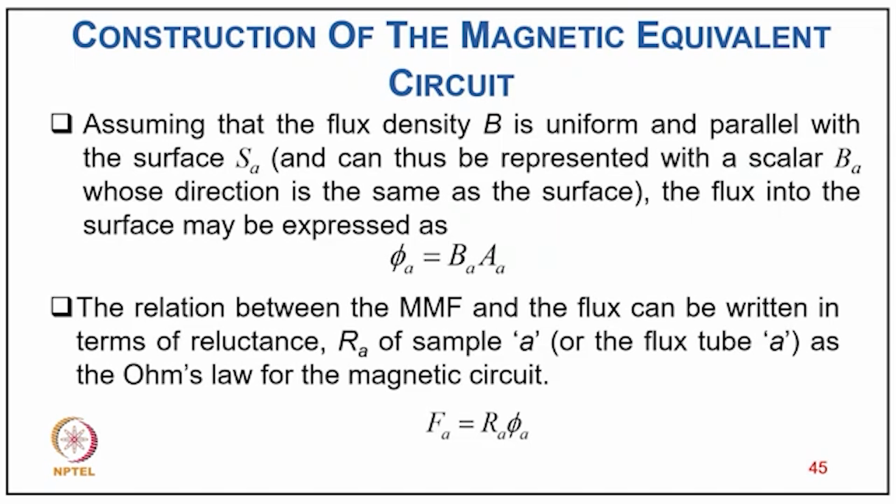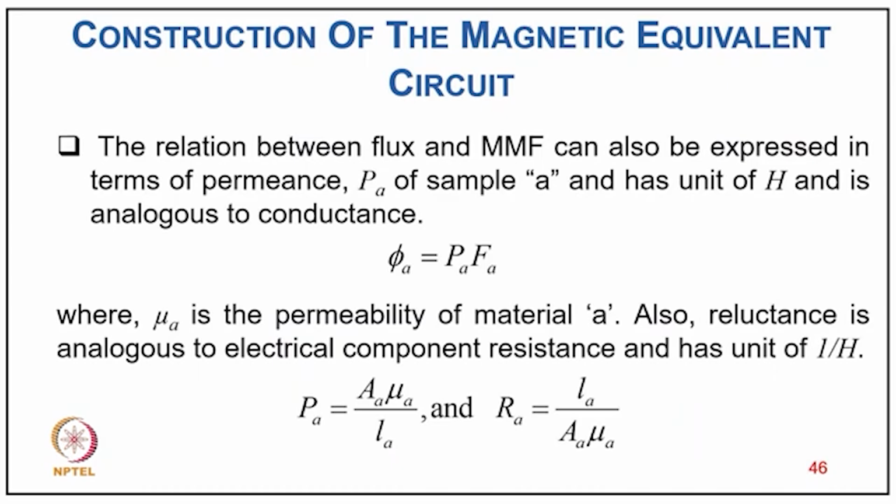Now assuming that the flux density B is uniform and parallel with the surface SA and can be represented as a scalar BA whose direction is the same as the surface, the flux into the surface may be expressed as phi equal to BA. The relation between the MMF and the flux can be written in terms of reluctance RA of sample A on the flux tube A, as the Ohm's law for the magnetic circuit: F equal to RA into phi A.